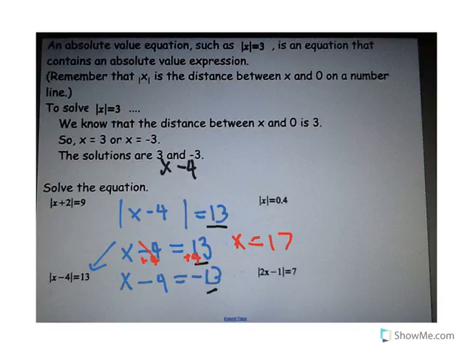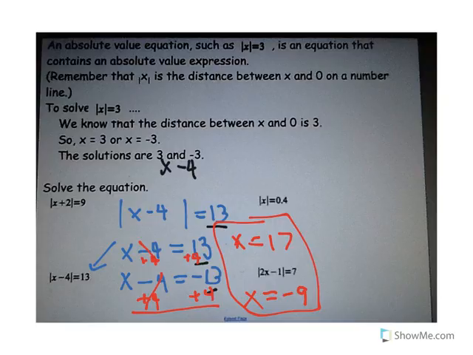So for this one here, we're going to add 4 to both sides again. And when we add 4 to both sides, the minus 4 and the plus 4 cancel out, and you're just left with x is equal to negative 9. Once again, you should always check your answers. So plug that back in and see if it works.